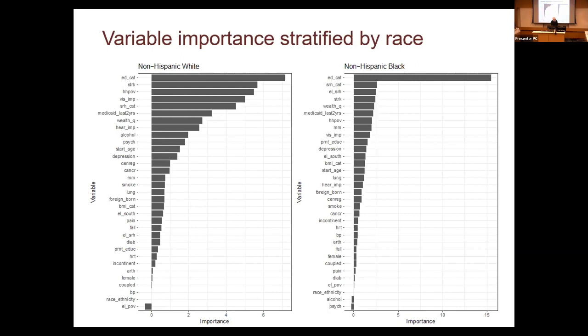It's a good question. I don't know how to answer that. It means what's more important: to be Black, for example, or to live in states of the stroke belt. One thing we can do is look at the relative ranking within the stratified analyses to see if being born in the South is also an important predictor among non-Hispanic whites. That would be one way to address that question.